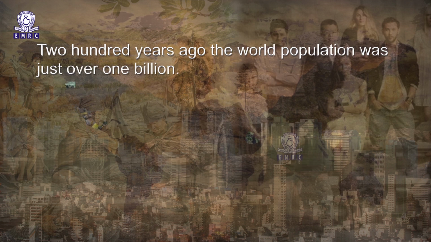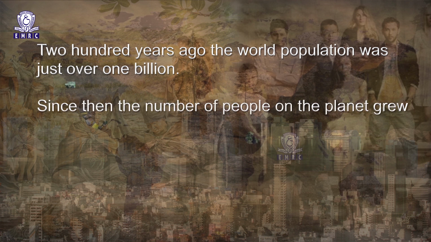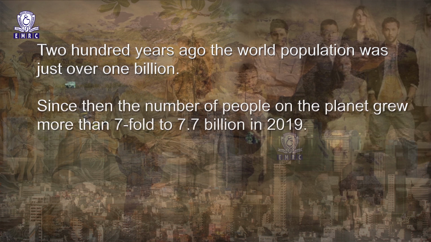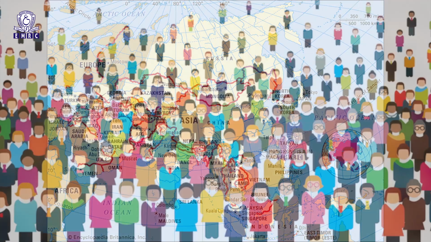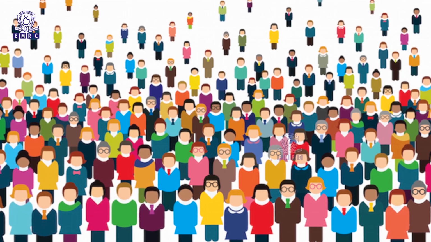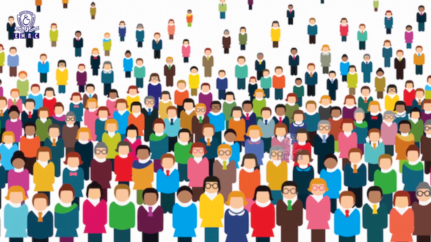200 years ago, the world population was just over 1 billion. Since then, the number of people on the planet grew more than 7-fold to 7.7 billion in 2019. How is the world population distributed across regions, and how did it change over this period of rapid global growth? Most people always lived in Asia. Today it is 60%. 200 years ago it was 68%.